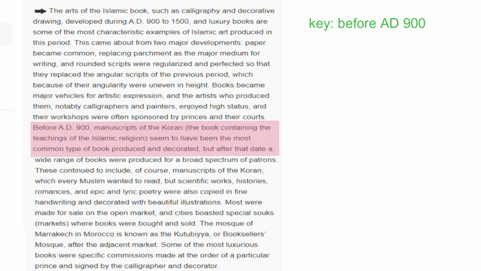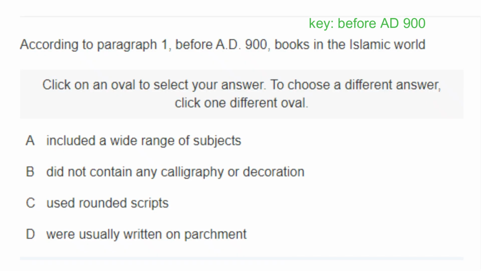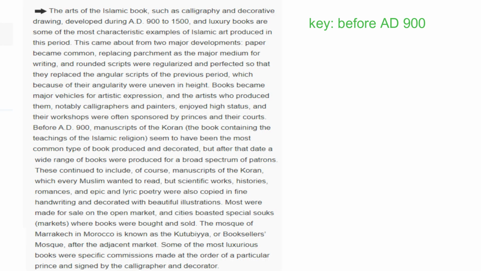Here we find one property of books before AD 900, that manuscripts of the Quran were probably the most common type. But after AD 900, a wide range of books were produced, and the rest of the passage talks about books after AD 900. With this info that the Quran was the most popular type of books before AD 900, we consider the options. A, included a wide range of subjects. Since the religious topic was the most common, A is definitely wrong. But we have no information on the remaining options B, C, and D.